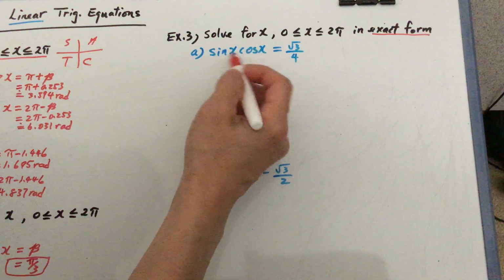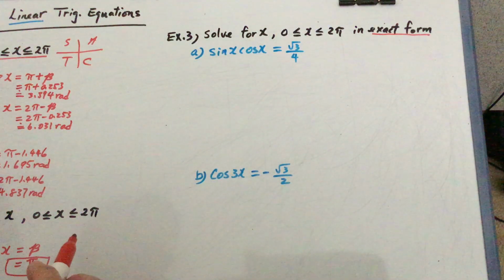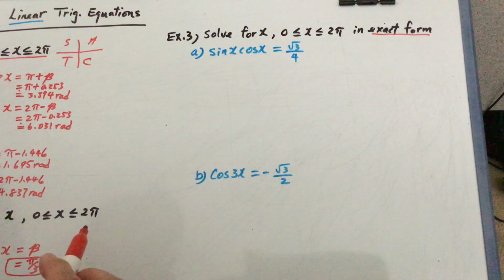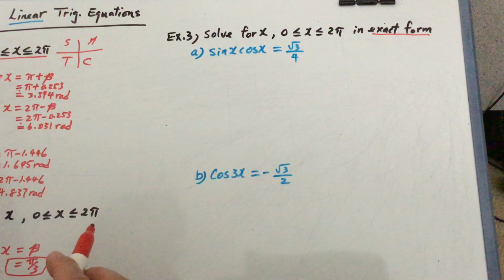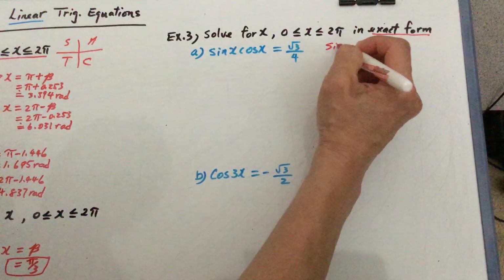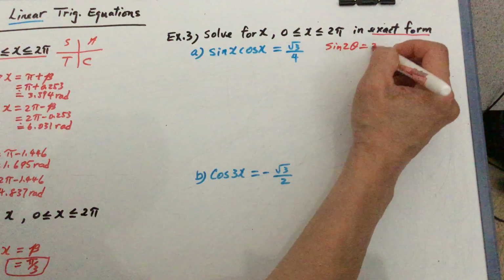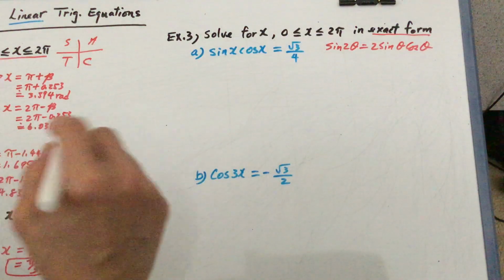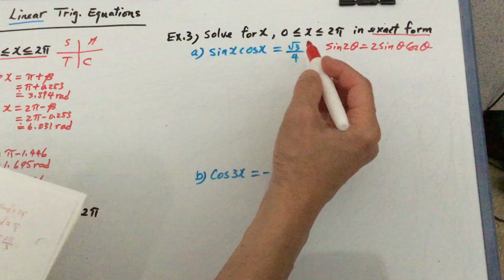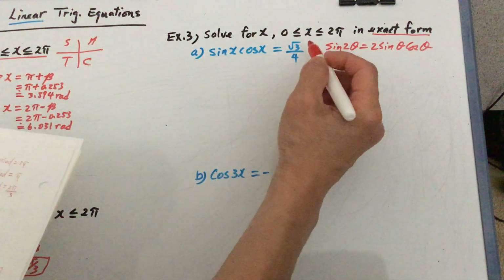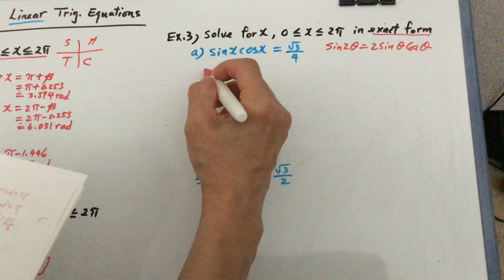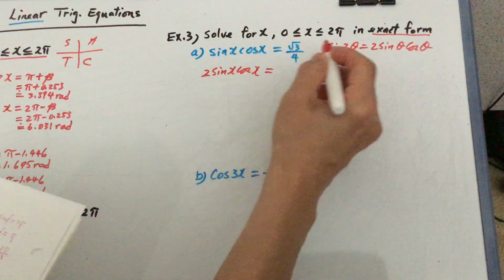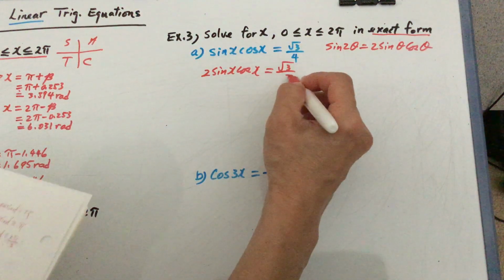Now, if you recall, sine x cos x is similar to the double angle formula. Sine 2 theta is equal to 2 sine theta cos theta. What I'm missing here is the 2. So if I multiply both sides by 2, I make that into 2 sine x cos x, and over here I will get root 3 over 2.